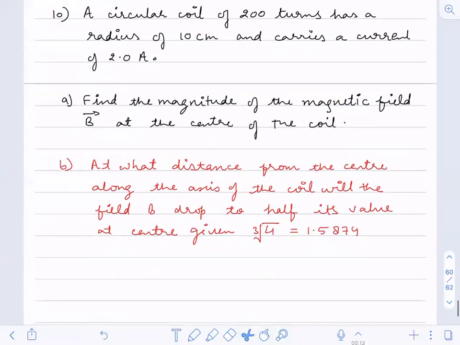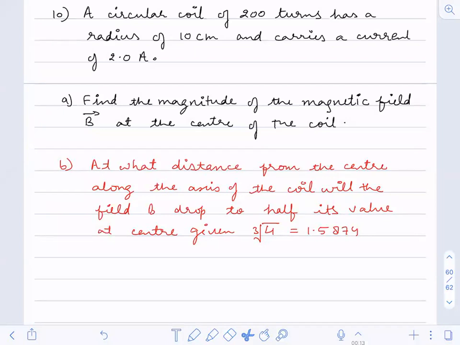Now just read this question. Part B. At what distance from the center, along the axis of the coil, will the magnetic field drop to half its value? That is what you have to solve. You can directly substitute into the formula and you will get the values. I'm leaving this as an exercise for you.